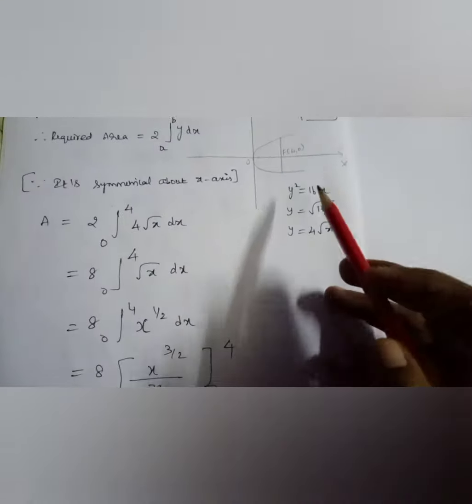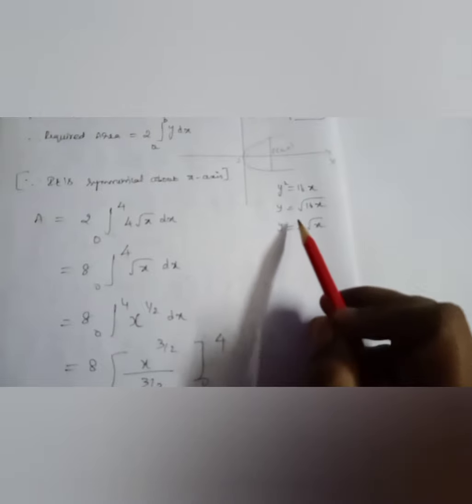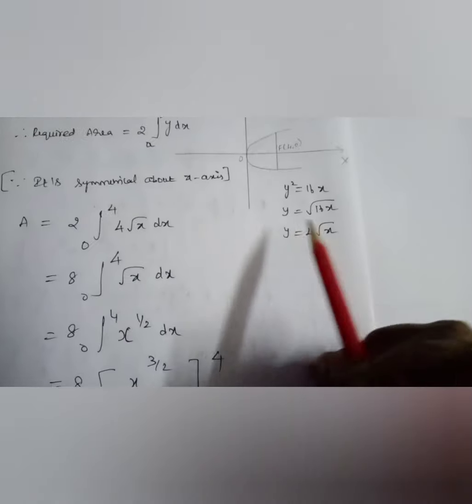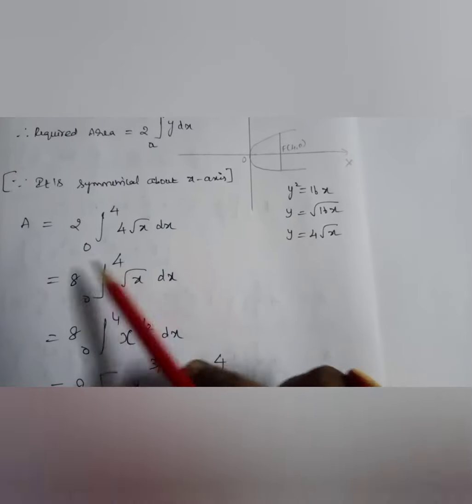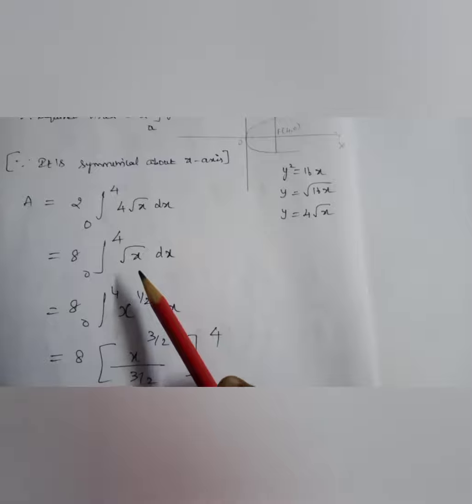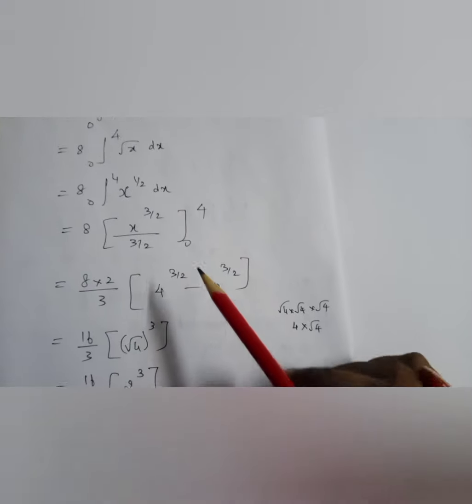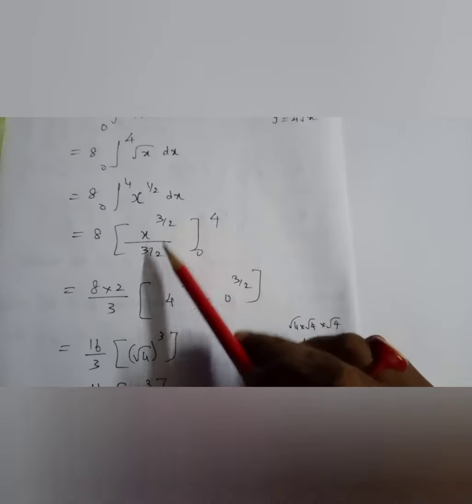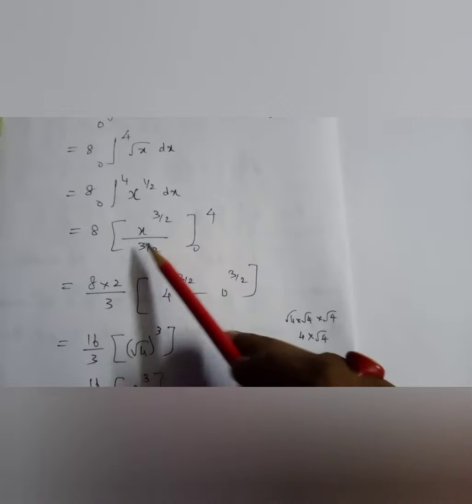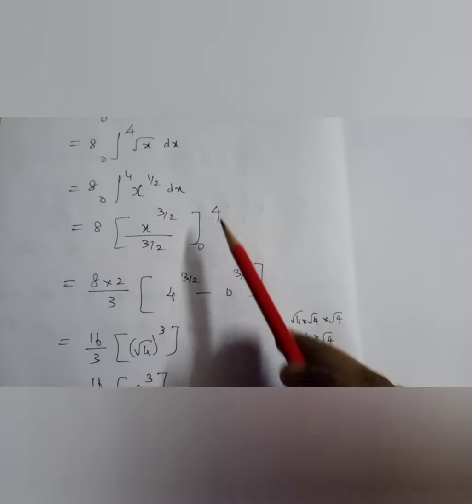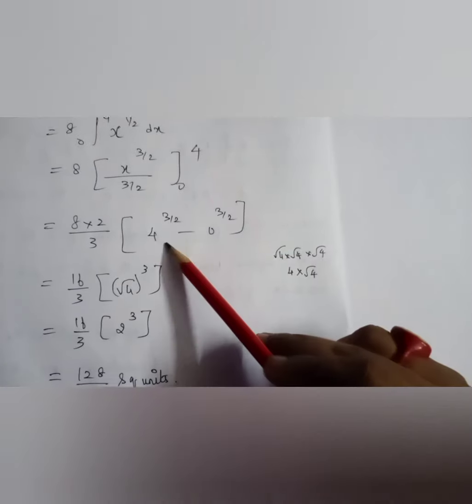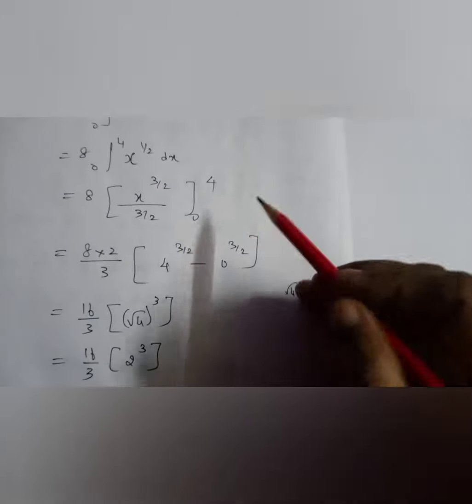So twice into, and y square is equal to 16x means y is equal to root of 16x. That is y is equal to 4 root x. Now I will substitute the value, twice integral 0 to 4 of 4 root x. I can take the 4 also outside, and root x is nothing but x power 1 by 2. If I take the integration, it will be x power 3 by 2 by 3 by 2. I can take this 3 by 2 to the outside. So 8 twos are 16 by 3, and upper limit minus lower limit. Upper limit is 4 power 3 by 2 minus 0 power 3 by 2.